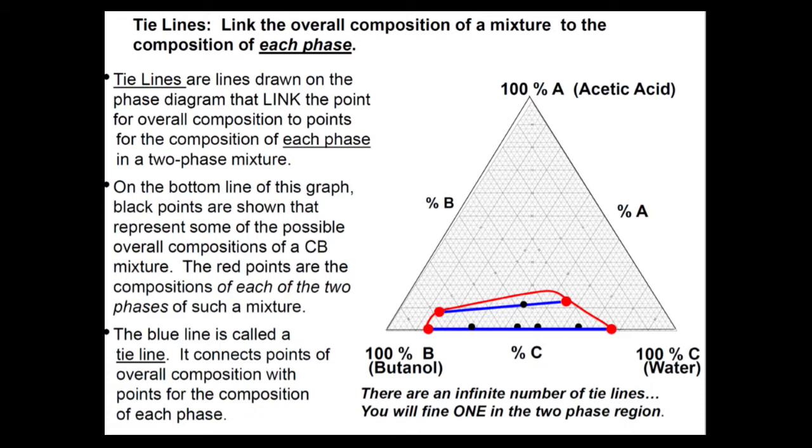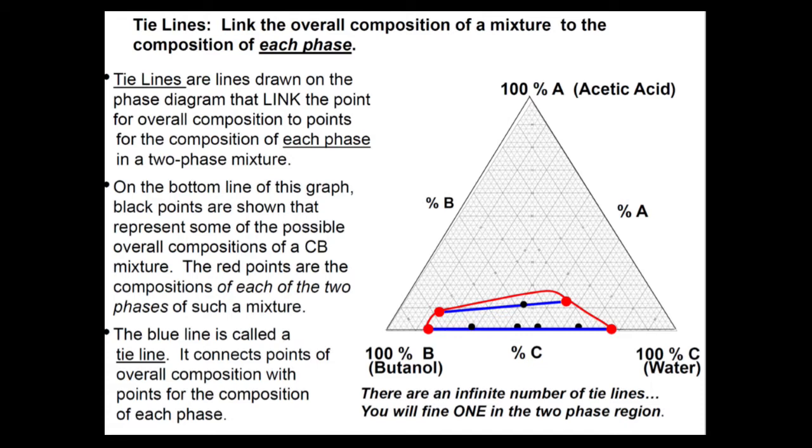Well, it turns out that every point in the 2-phase region on a phase diagram, every overall composition, has a line that connects the boundary on each side to that black point. So if you look, there's one line shown there with a black point, and it's got a percentage A. It's not on the bottom any longer, and it has 2 red points, and the red points represent the composition of what I call the butanol-rich layer and the water-rich layer. The water-rich layer would be on the right, that right red point, and the butanol-rich would be on the left.